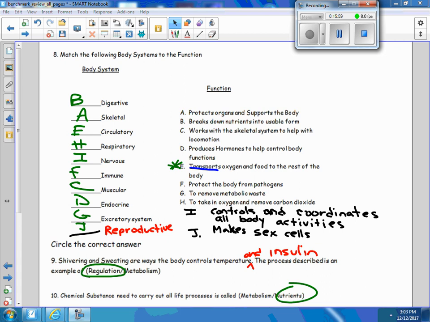Reproductive system will make our sex cells, our eggs, and our sperm. The immune system is going to protect the body from pathogens or things that it's not familiar with. Our muscular system works with the skeletal system to help us undergo locomotion. It pulls on our bones. Our endocrine system makes hormones. Our excretory system removes the metabolic waste. I'll give you a second to copy this down. Check your answers.